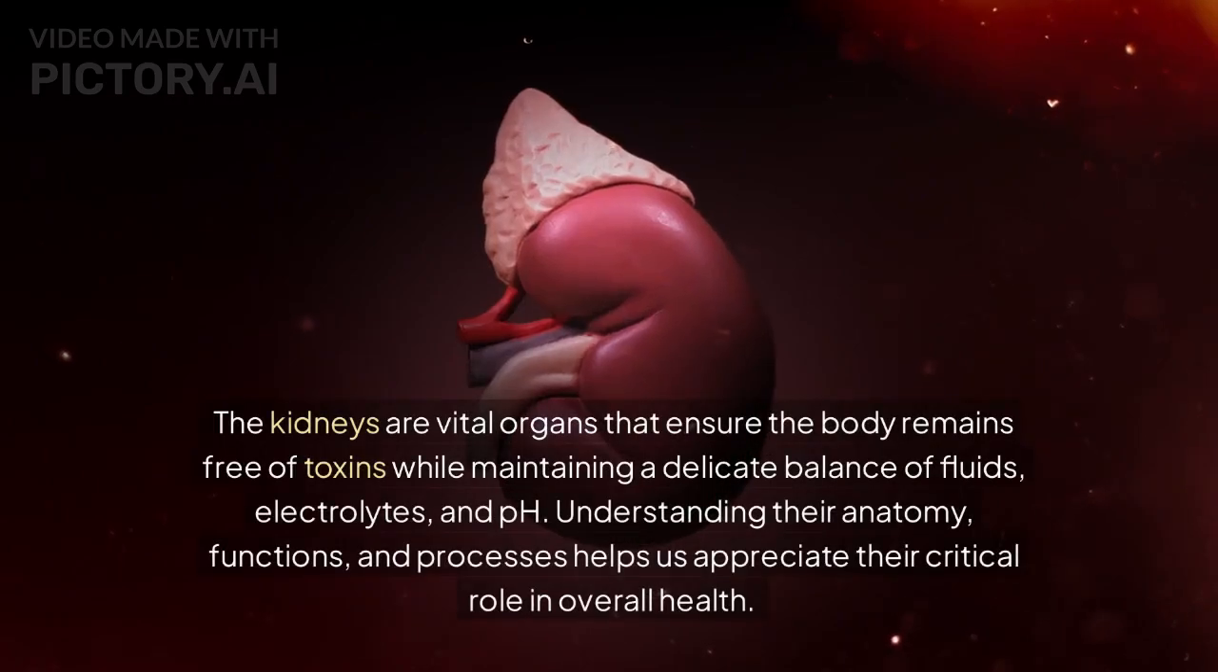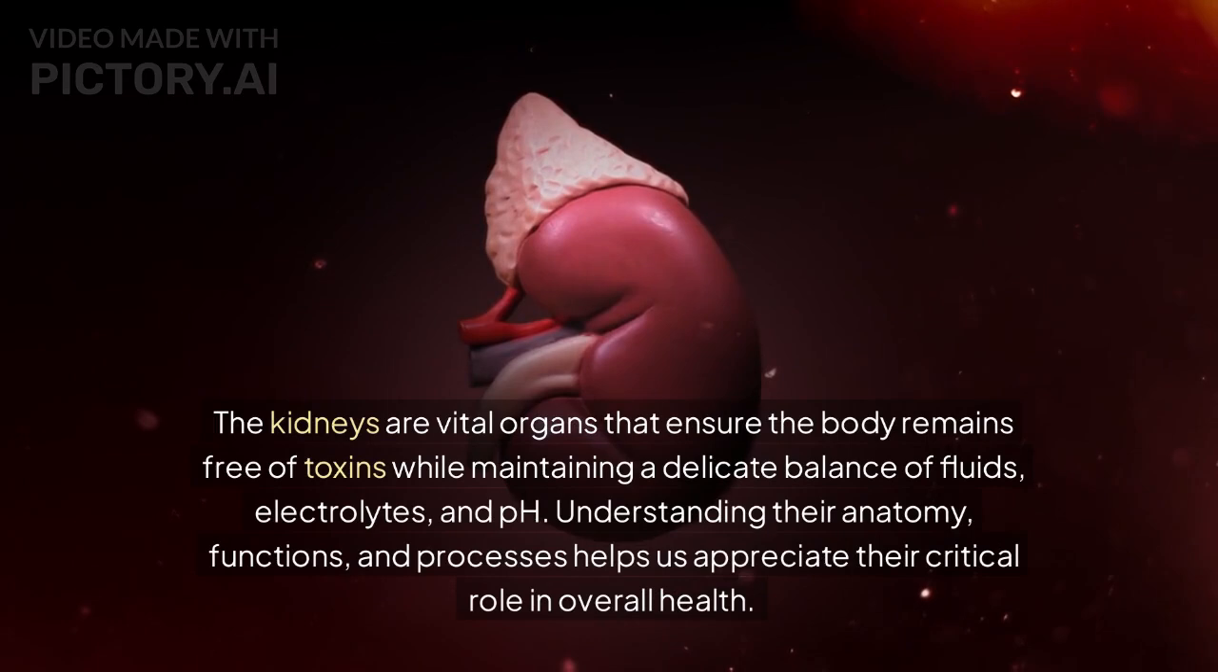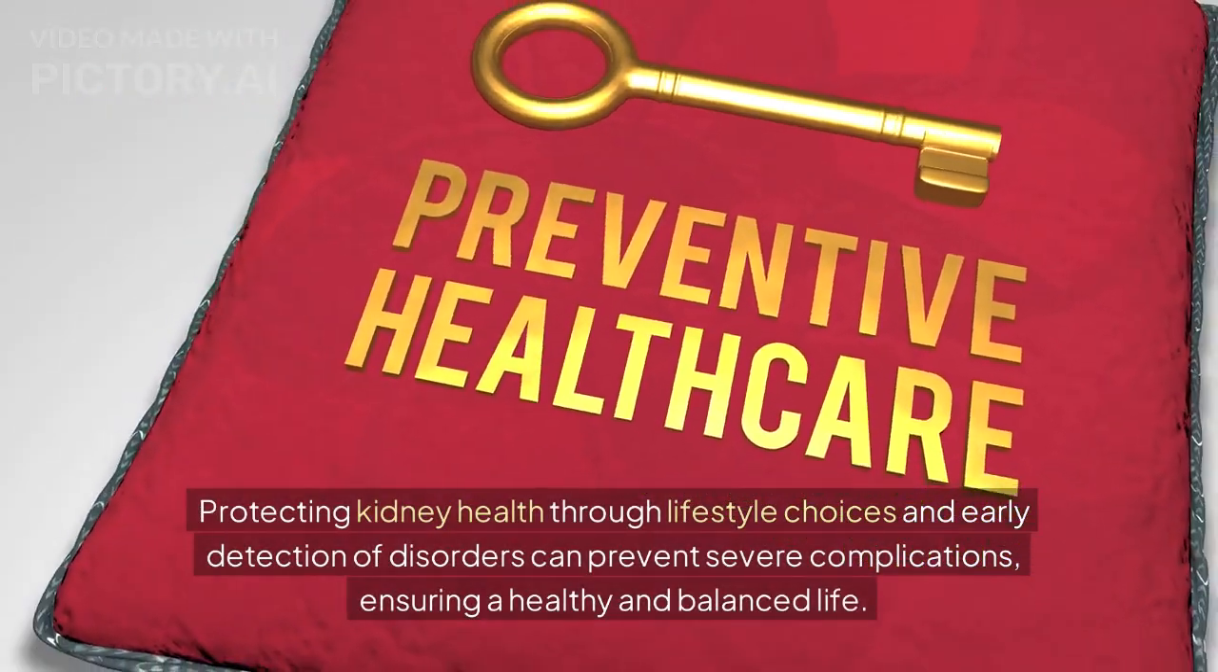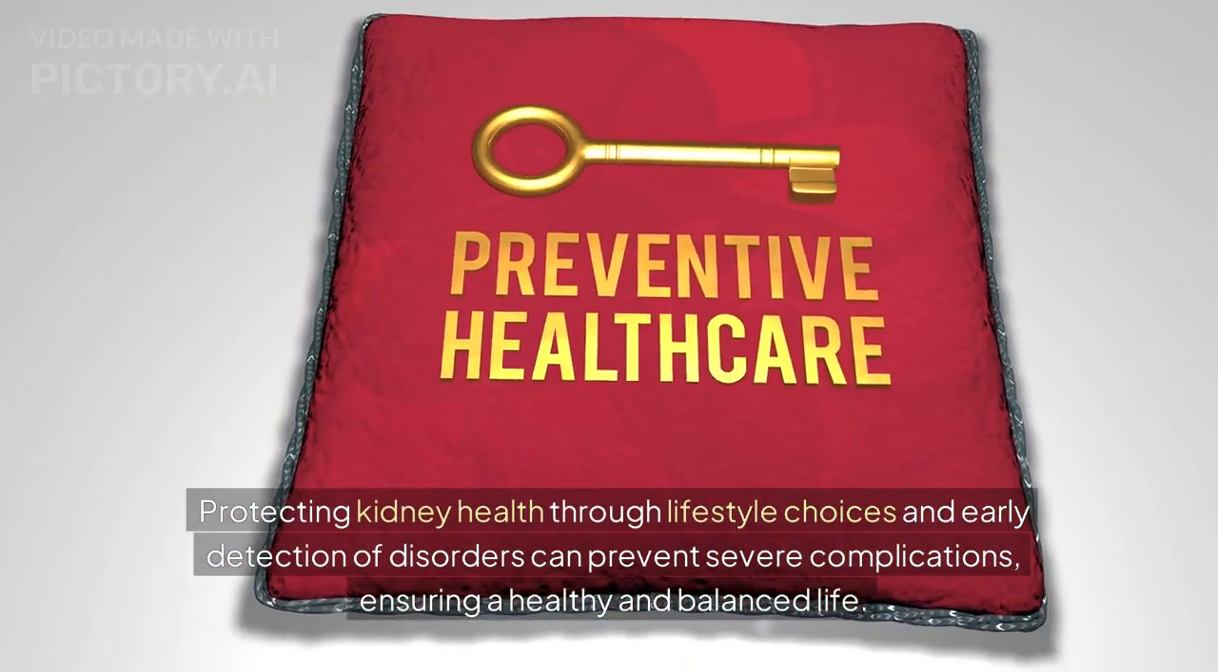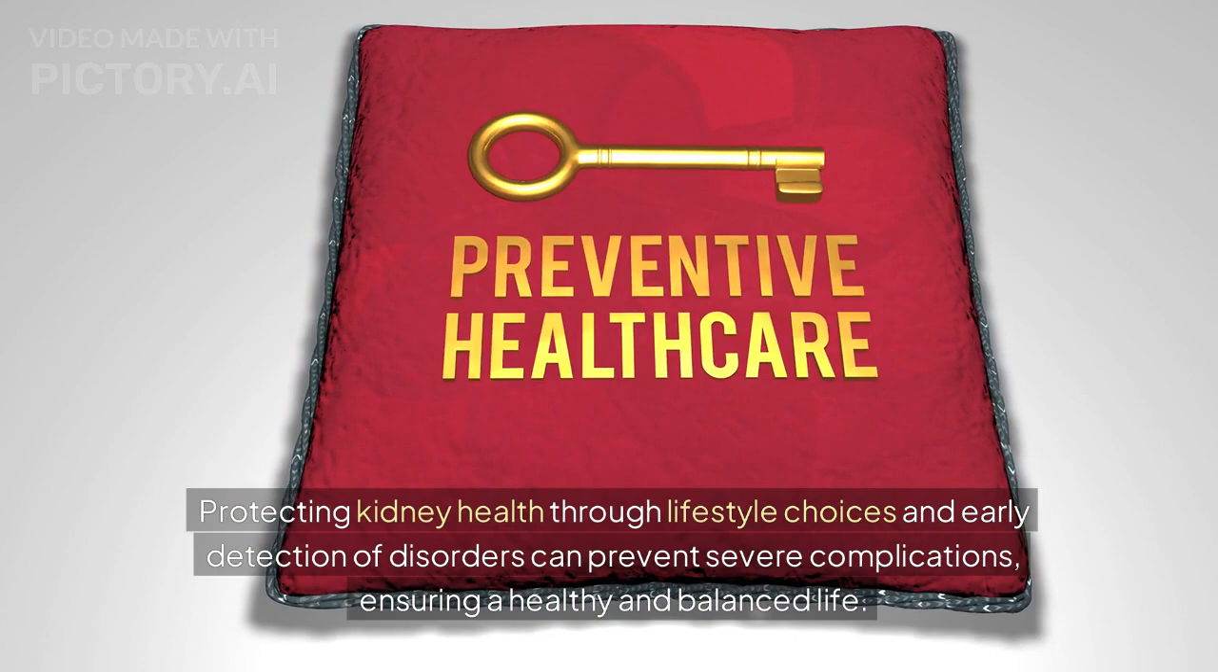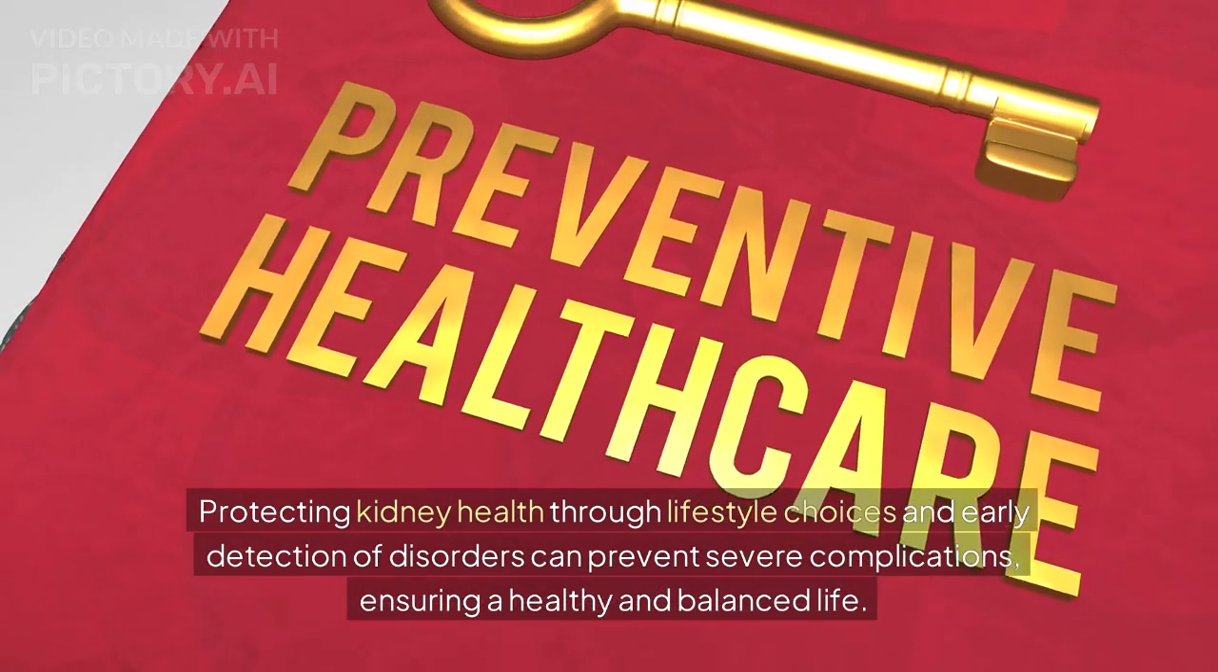Conclusion: the kidneys are vital organs that ensure the body remains free of toxins while maintaining a delicate balance of fluids, electrolytes, and pH. Understanding their anatomy, functions, and processes helps us appreciate their critical role in overall health. Protecting kidney health through lifestyle choices and early detection of disorders can prevent severe complications, ensuring a healthy and balanced life.